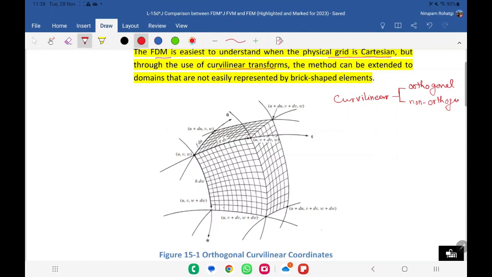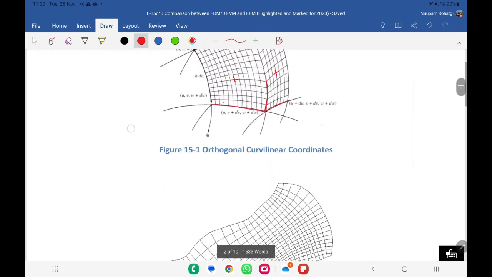Now you see the actual domain is like this, and you are dividing along the curves. If you look at any point here, the coordinates are perpendicular to each other, and the effect of the curve is transferred to your equation. But what is the advantage? Here you can solve this type of domain without resorting to the finite volume method and unstructured grids. You can create structured grids like this. Another example is this.